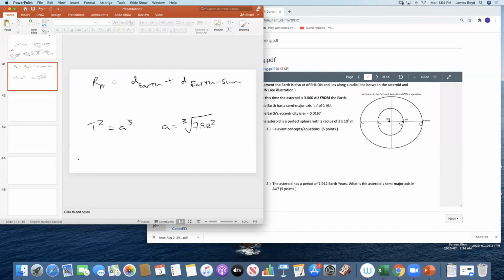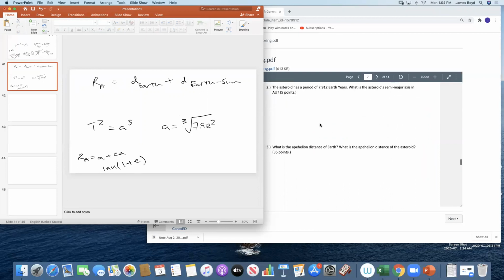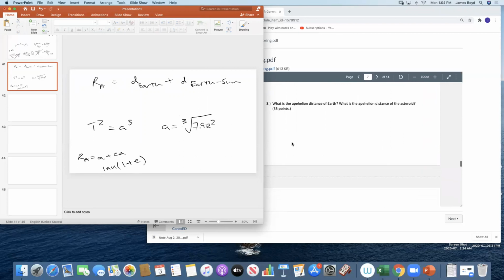Well, you know the Earth. So RA is A plus EA. Hang on, I always forget this. What am I doing? It's A plus EA. For Earth, A is 1 AU. So this is 1 AU times 1 plus E of the Earth. You're given that E is 0.167, right? Plug that in.